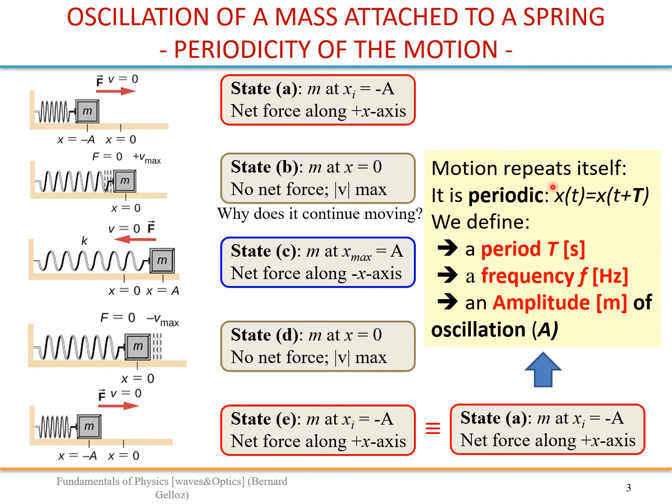We can express a periodic motion with a period T. Here the period is in time. So x of t equals x of t plus the period in time. This is in the unit seconds in the Système International. We can define a frequency in hertz. Frequency is 1 over T, so it is in per second and also called hertz. And we also have to define an amplitude, the maximum displacement compared to the equilibrium, so this is in meters, of the oscillation.